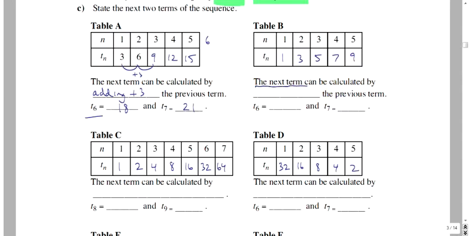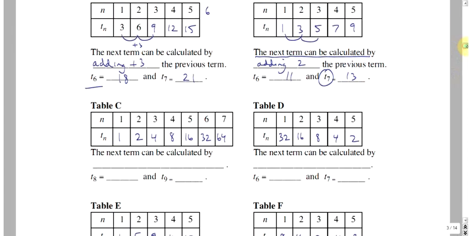Okay, the next term can be calculated here by doing what? How do I get from 1 to 3, 5 to 7? Adding 2. What's the next one going to be? 11. What's the seventh term going to be? 13. So far, so good?